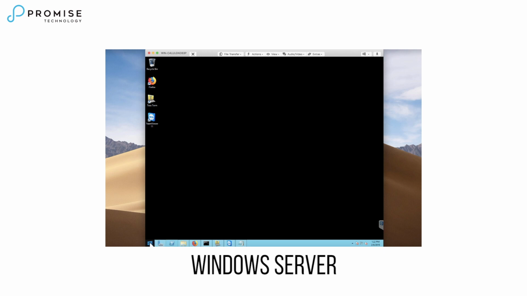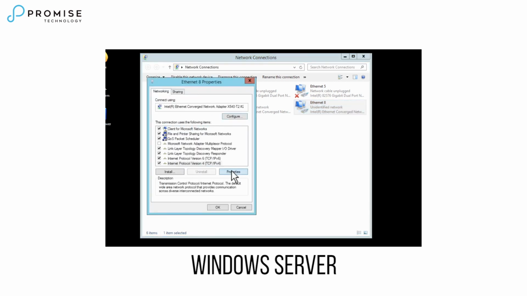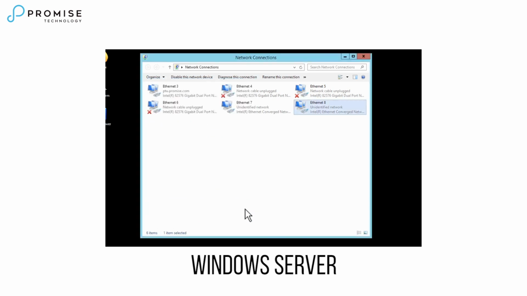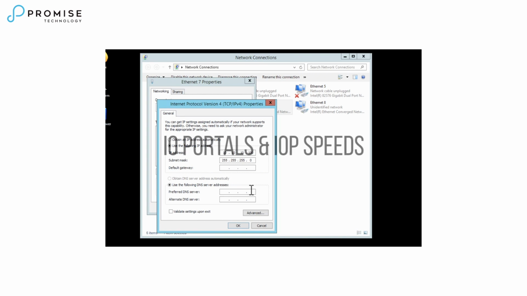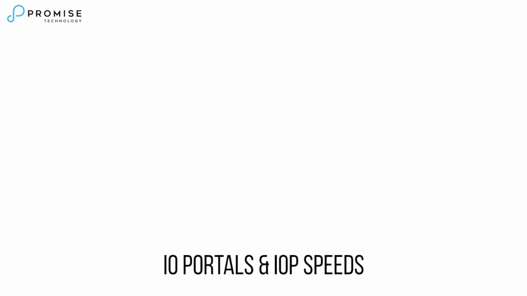Now let's have a look at Windows Server that'll be accessing the D5800. First, ensure the Windows Server can ping the D5000 assigned IPs. As you can see, these are statically configured. Port 1, Ethernet 8, 20.20.20.100, Class C subnet 255.255.255.0. Port 2, Ethernet 7, IP 10.10.10.100, Class C subnet 255.255.255.0. Now let's view the IPs assigned on the D5000 controller I/O portals and also look at the port speeds.